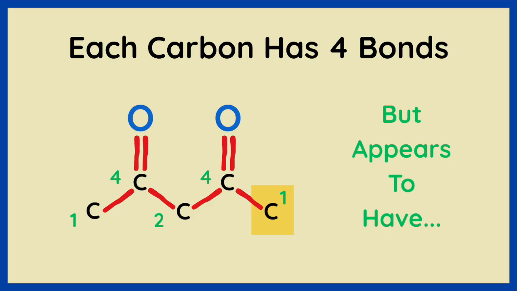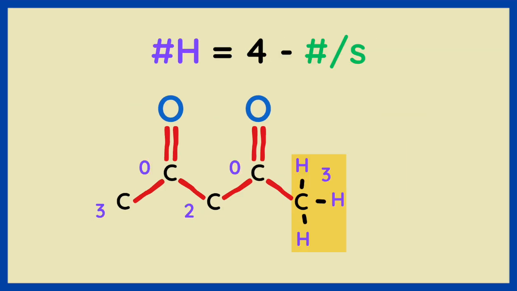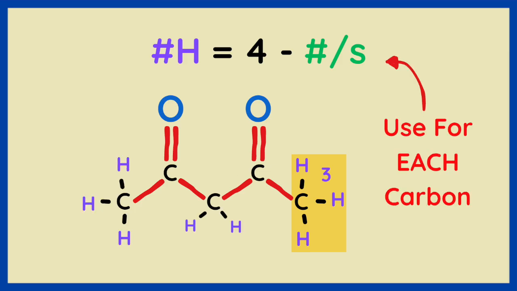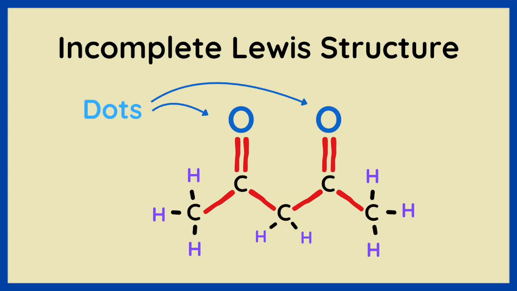For example, we only see one of the 4 bonds for this highlighted carbon. But it still has 4 bonds total because hydrogens are going to make up the difference. It has 3 hydrogens single bonded to it because 4 minus 1 is 3. In fact, we use this equation for every carbon, and 2 of these carbons have no hydrogens because they already have their 4 bonds accounted for. 4 minus 4 equals 0 hydrogens for each. Now, we're not done. This is not the complete Lewis structure because the oxygens in this molecule have lone pairs that we haven't yet revealed.